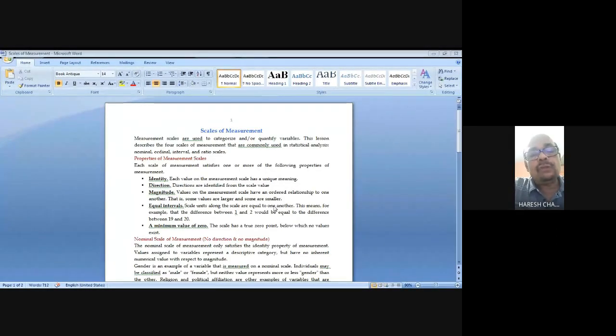Though one gets one, one gets two, one gets three. If the scale had signified direction of difference, then we could have said that third gender is better than woman. But that is not there. It is just an assigned scale, and that is a nominal scale. And magnitude of difference is also not there.